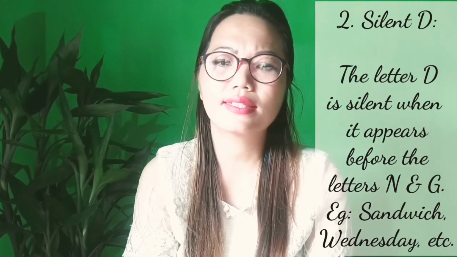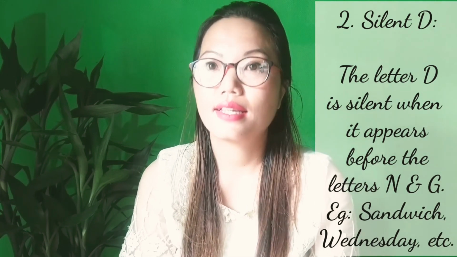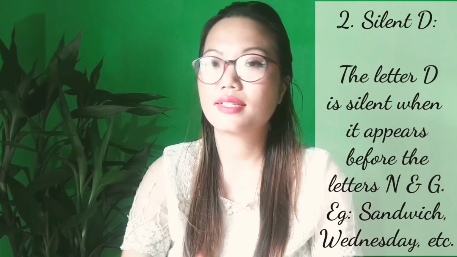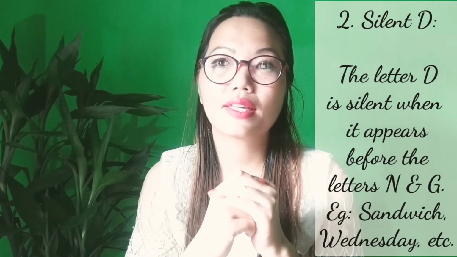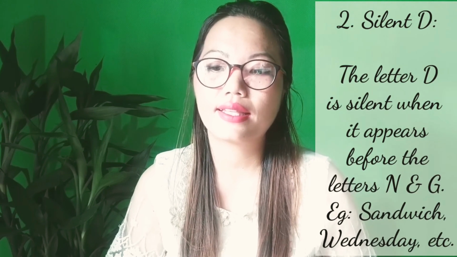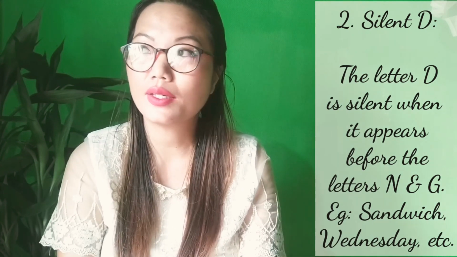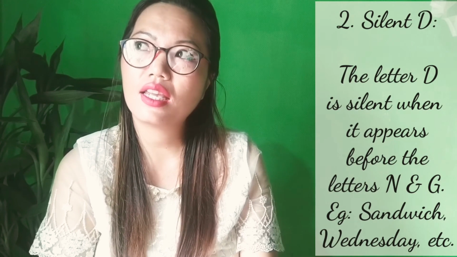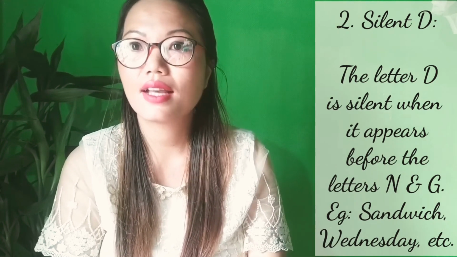The next silent letter we have is D. D is silent in a word when it comes right before the letter N. In a word, if there is the letter D and N together, that D is silent. An example is sandwich, S-A-N-D-W-I-C-H. In this word, the letter D is silent. The letter D is also silent in the word Wednesday, spelled W-E-D-N-E-S-D-A-Y. If D were not silent, it would be pronounced Wed-nes-day, but as D is silent, we pronounce it as Wenzday.